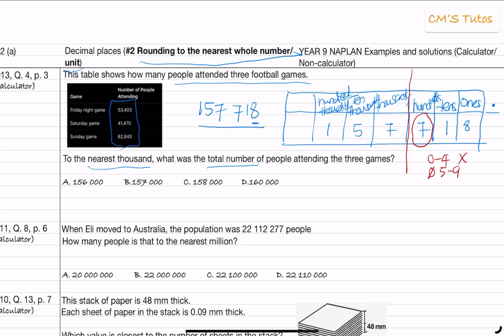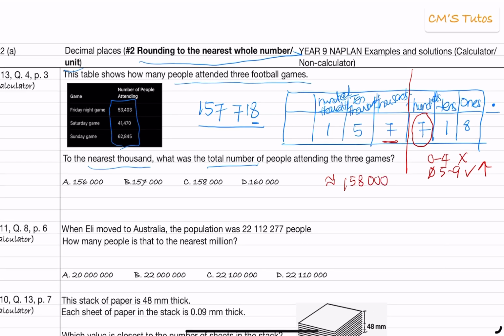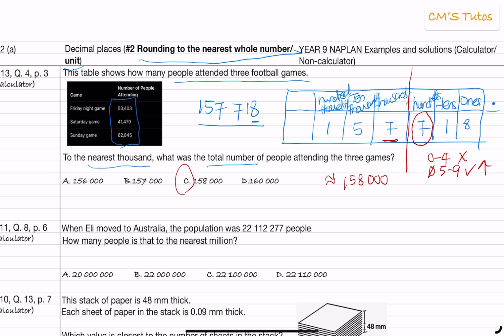It's between 5 and 9. Yes, it is. Before, our bossy digit needs to go up by 1. So the answer will be approximately 1, 5. Needs to go up by 1. 7 plus 1 will be 8. 0, 0, 0. Answer will be C.